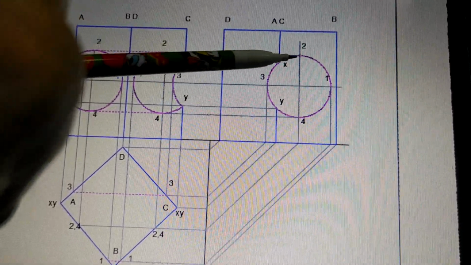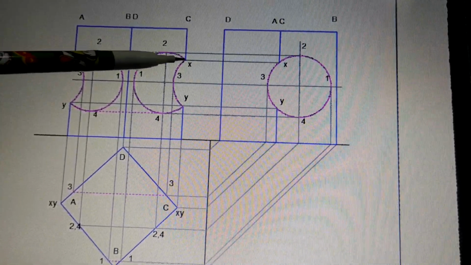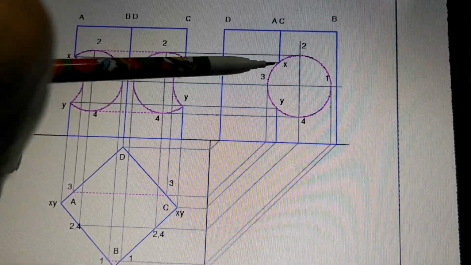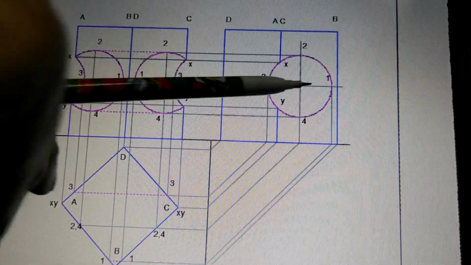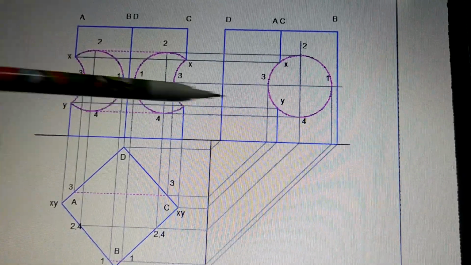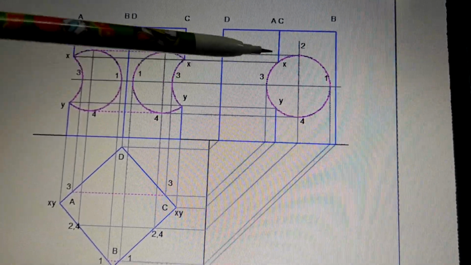Now having drawn 1 and 2, from 2 to x, this is 2, this is x, so the curve will go like this. I'll stop at x. Let us see the other side. 1 to 4, 1 to 4. You can do one thing here, that you will make use of the symmetry.